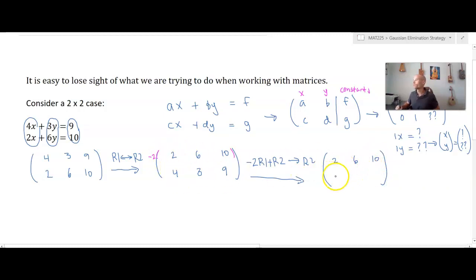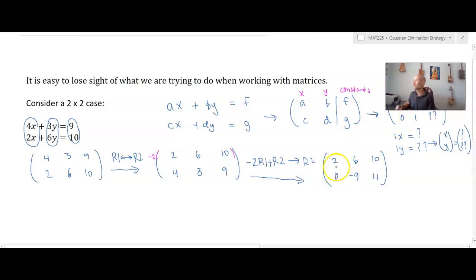Negative 2 times 2 plus 4 is 0. Negative 2 times 6 is negative 12, plus 3 is negative 9. Negative 2 times 10 is negative 20, added to 9 is 11. Awesome. So now I'm getting closer to this 1, 0 structure. You can see that I have a 0 in the lower left portion already.